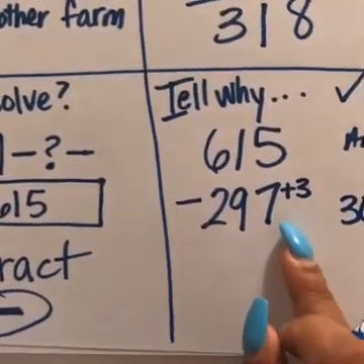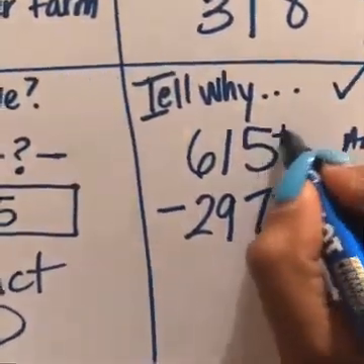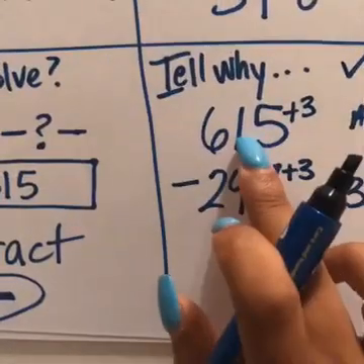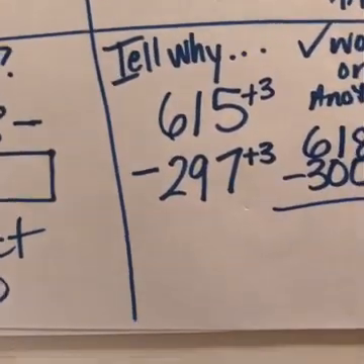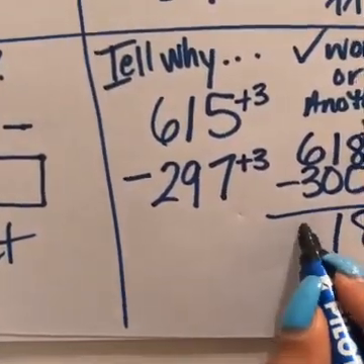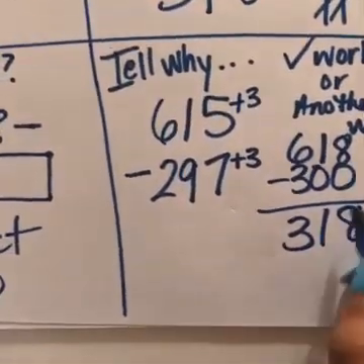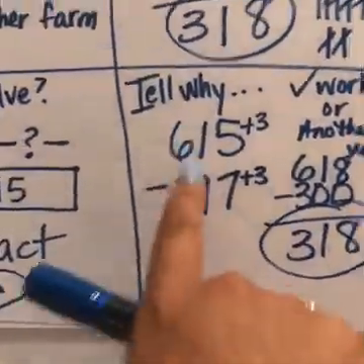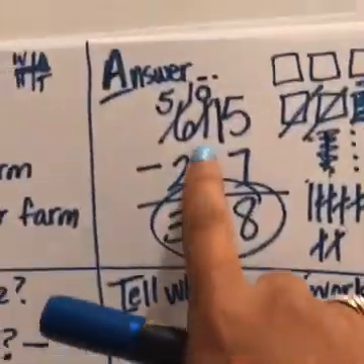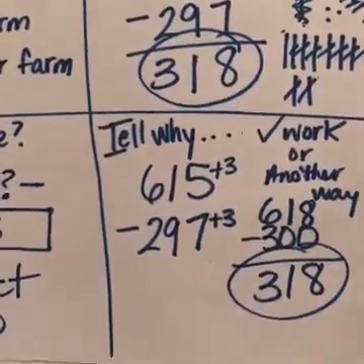But whatever I do to the bottom, I have to do to the top. So I'm going to add 3 here. That's going to make it 618. Now I'm going to do 618 minus 300. Oh my goodness. Look what I got. 318. That took me like 2 seconds. This took me like 2 minutes, right?